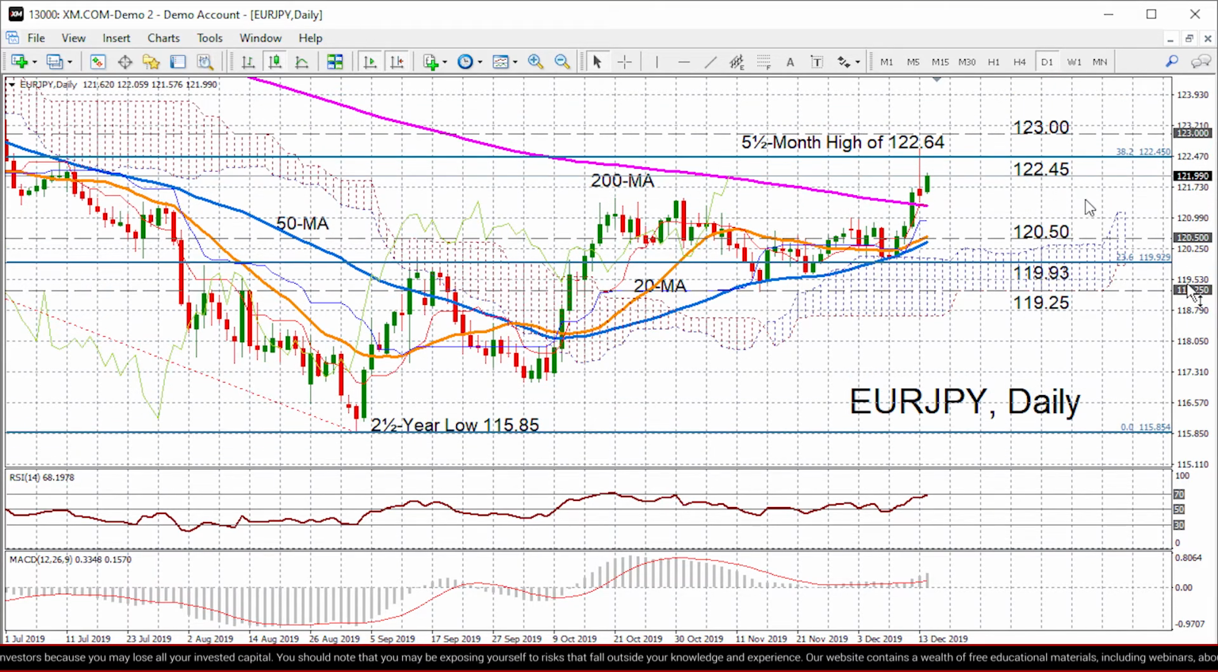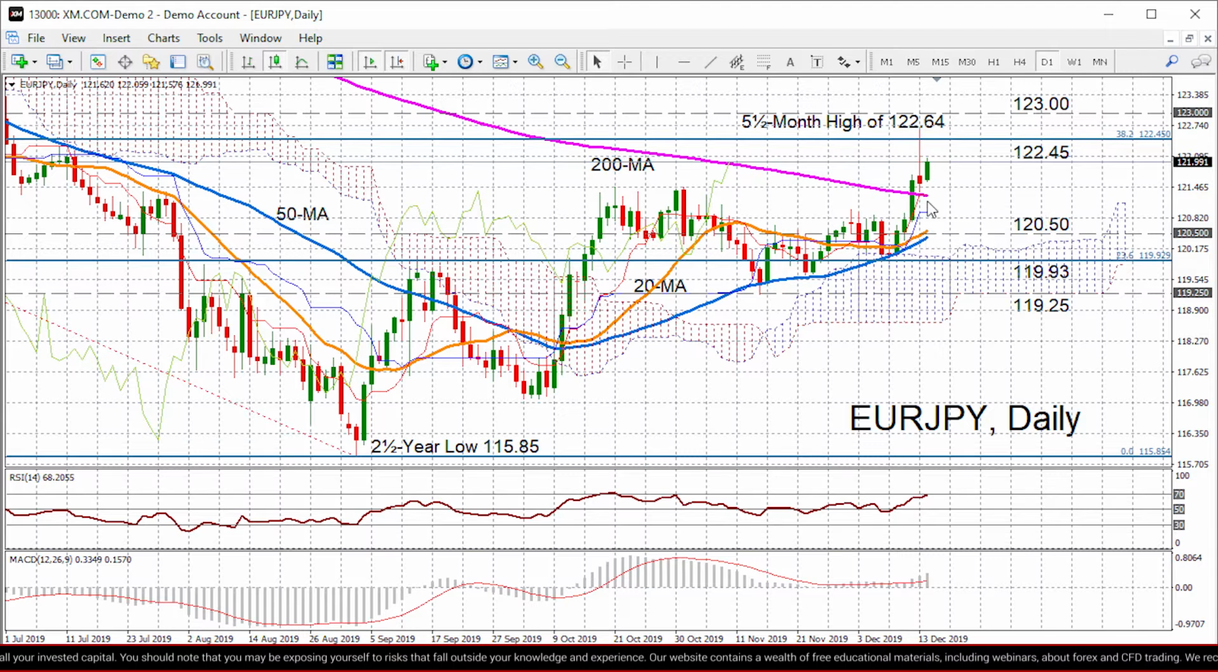If we were to see prices drifting lower, immediate support should come at the 200-day moving average at 121.28. So that's also where the 10-count trend line currently lies. Further down we've got the 120.50 region, where the 20 and 50-day moving averages are converging, and below that we've got the Ichimoku cloud. If we do see prices breaking those moving averages, we could then see a decline as far as the 119.25, which is the bottom of the Ichimoku cloud, and also was a previous swing low.